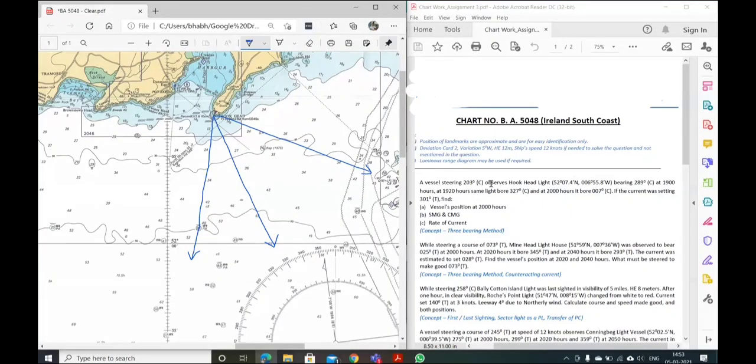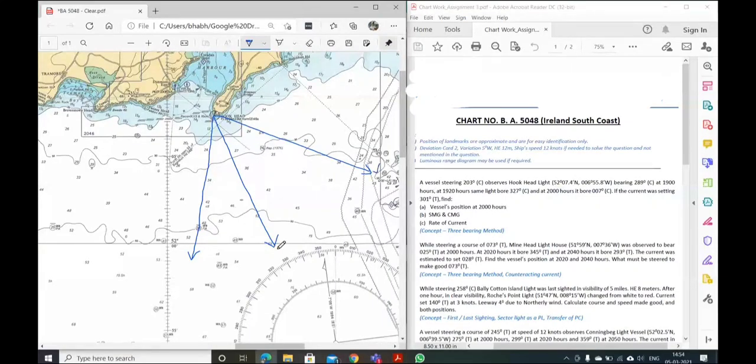Vessel is steering 203. The current is setting 301. Find the vessel's position at 2000 hours. Sir, it's a compass bearing, so we have to convert it to true first. Yeah, that's right, beta. These are compass bearings. The heading is given to us, so you have to convert it to true bearings and then plot on the chart.